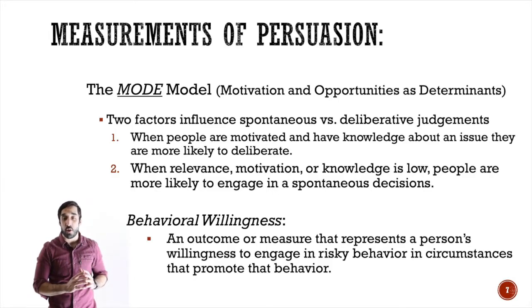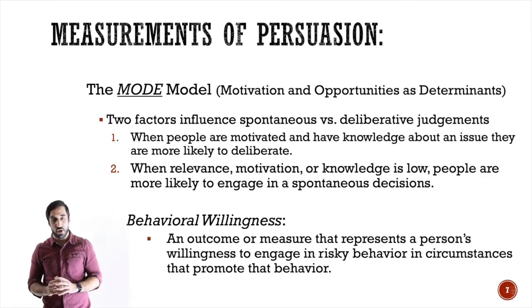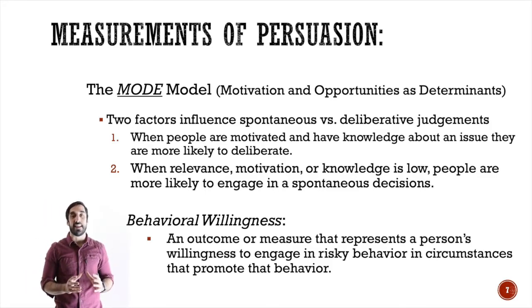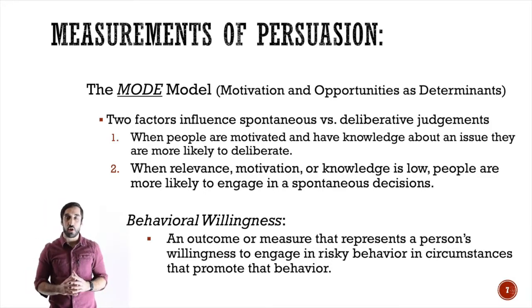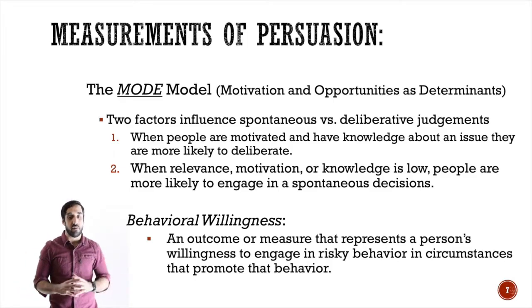When people don't have as much relevance or motivation, or perhaps they just don't know as much about the topic, then they're less likely to engage in deliberative decisions and more likely to engage in spontaneous decisions, and that's where, as we return back to elaboration likelihood modeling, we might use a peripheral instead of a central route.